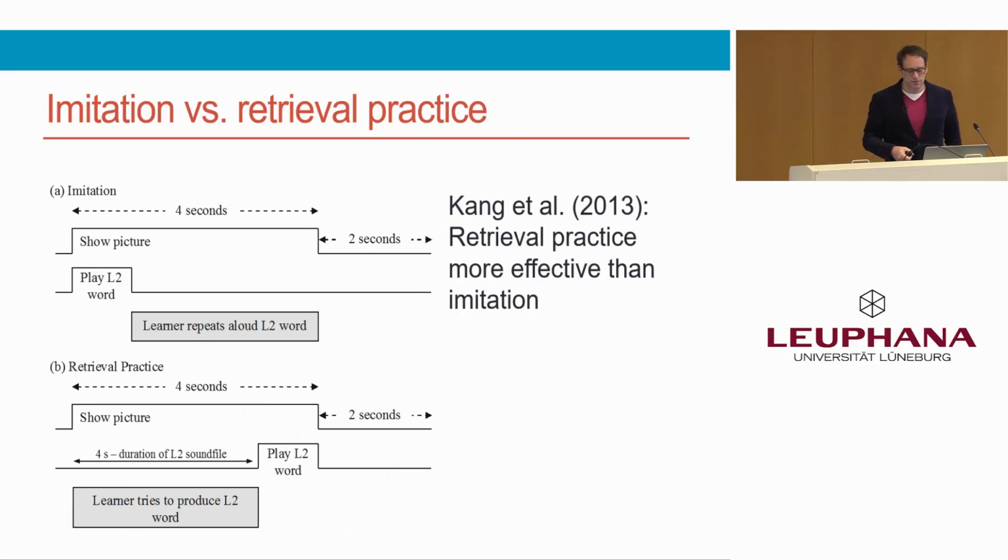Then we have imitation versus retrieval. I just recently found this article and I found it very interesting because what in the past has been done very often is some kind of imitation training. So what they did here is they had two conditions, the imitation condition and the retrieval practice condition. They always showed a picture first, then there was a break, and then the L2 word that fit the picture was played, and then the learner had to repeat this. Okay? So that's basic imitation, right?